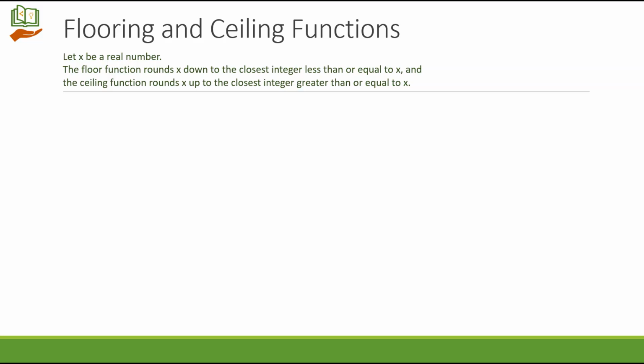So let's take a number 0.5. The floor function rounds down to the closest integer less than or equal to x. So we have 0 here and 1 here. What is less than or equal to x in terms of integer? It is 0. So floor of 0.5 will be 0. What about ceil of 0.5? It will be the closest integer greater than or equal to x. So if this is going to be x, greater than means you will have the value 1 here.